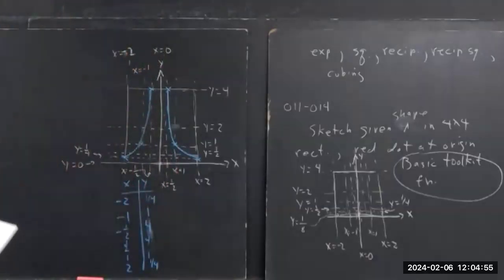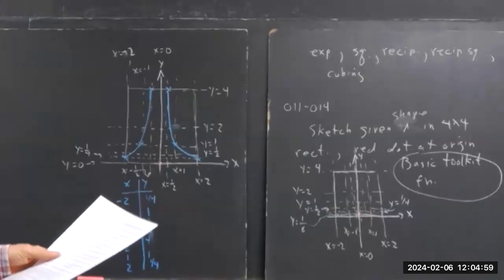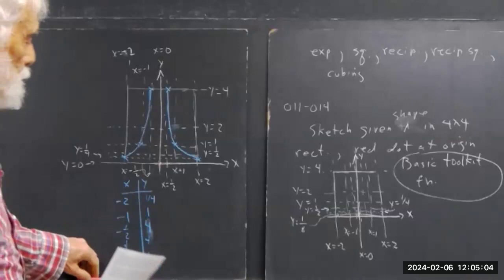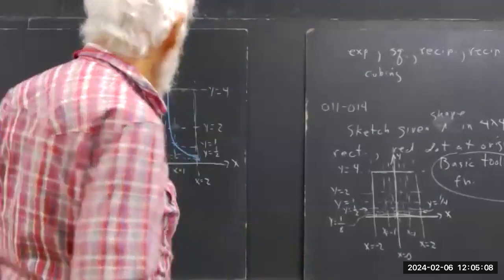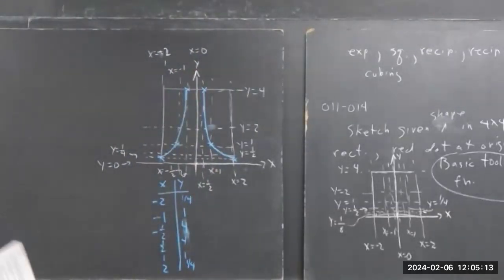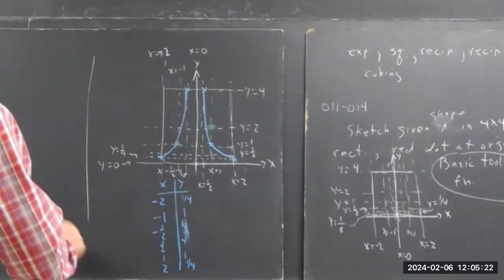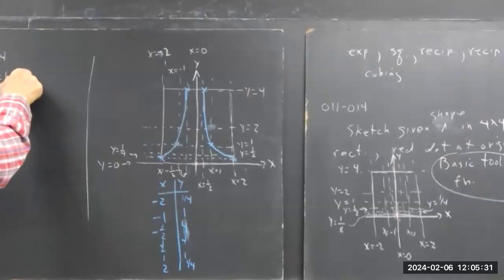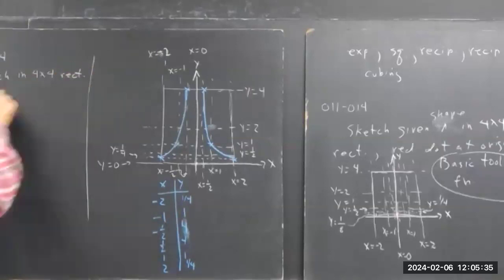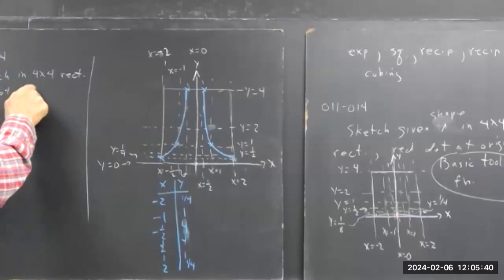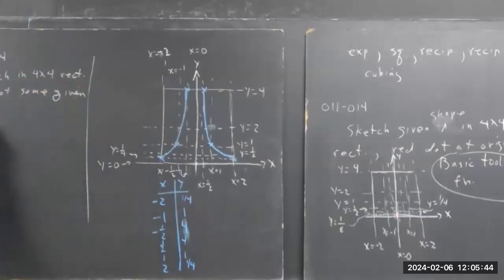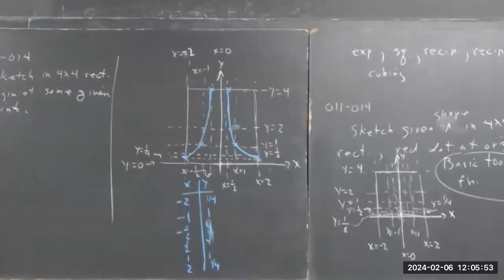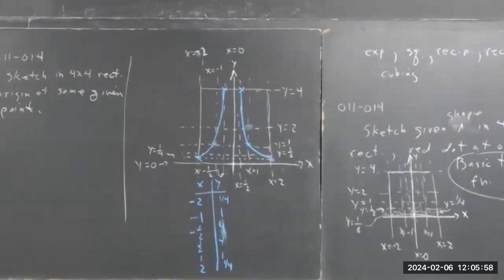All right. Well, on the second problem, we do the same thing. We construct the functions in a 4x4 rectangle. But now the red dot isn't at the origin anymore. We sketch this thing in a 4x4 rectangle with the origin at some given point, and you don't know what that point's going to be. I will tell you on the test.